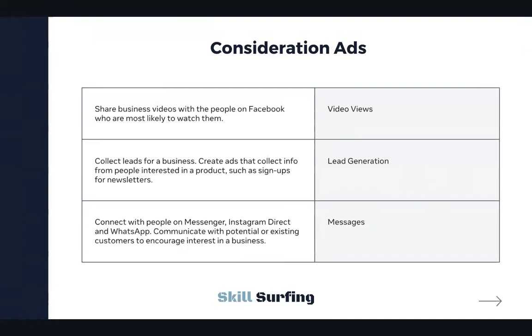The final one for the consideration level is messages. You can connect with people on Messenger, Instagram Direct, and WhatsApp, so they can communicate directly with your accounts. You can communicate with potential or existing customers to encourage interest in a business. That could work very well if you have something that's customizable, or if you would like to engage or connect with your customers.